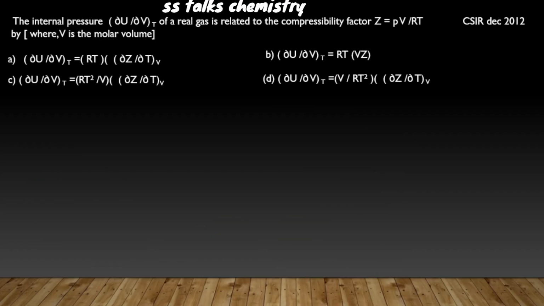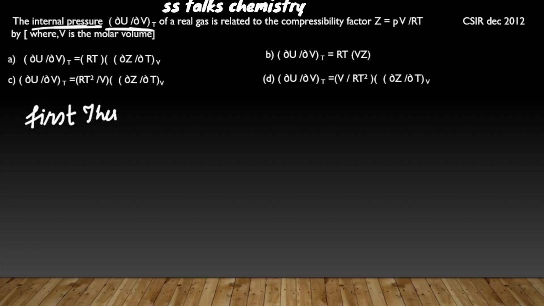Moving on to our next question now, that is this one. The internal pressure for a real gas is related to its compressibility factor, which is PV upon RT, by which of the following expressions. So internal pressure, which is del U by del V at constant temperature, from the first thermodynamic equation of state we can solve it.